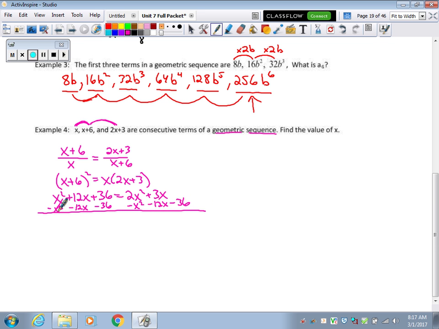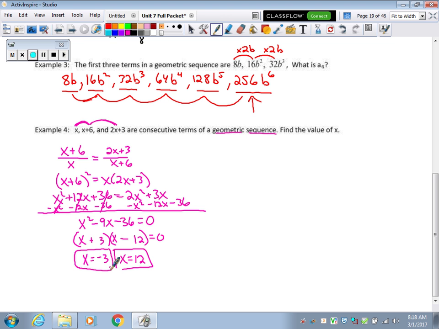So I'm going to get x squared minus 9x minus 36. Factor. Factors of 36. 6 and 6, no. 9 and 4, no. 12 and 3. Okay, and the question is, find the value of x. Could be leading off with the -3, or could be leading off with a 12. And they both will make a number pattern that's geometric.